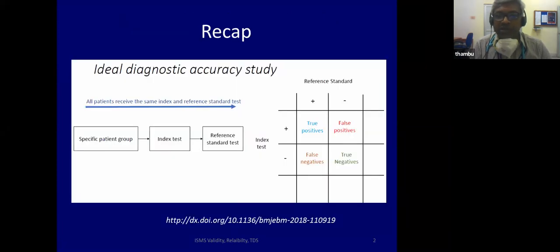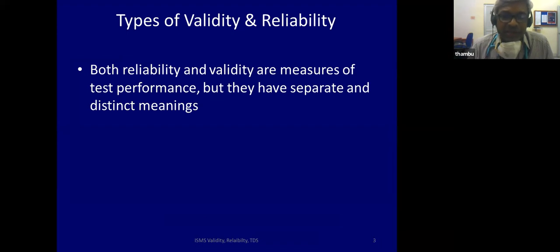Now, when we talk about diagnostic tests, how good are these diagnostic tests doing? There are two ways of looking at a diagnostic test to see whether it is doing well or not. One is called validity. The other is called reliability. The important thing to note is that both of them are test measures. Both reliability and validity are test measures for diagnostic studies. They are both separate. They don't mean the same thing. And they have to be done separately. So both are measures of telling you how good your diagnostic study is, but both are separate.